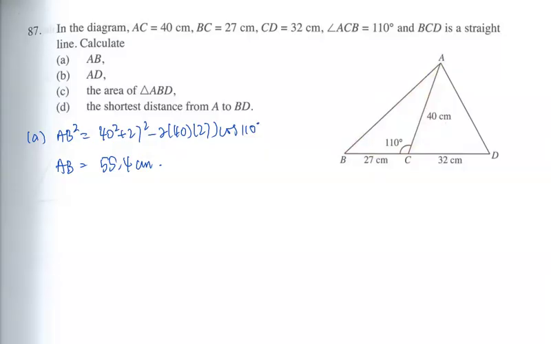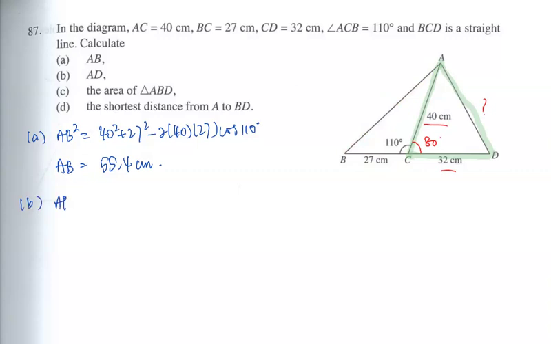Okay, then I turn my attention to AD. So I turn my attention to this triangle here. You realize it's the same thing. Okay, I have 3 sides. I got 40, I got 32. I want to find this side and I have this angle, this 80 degrees. So use the cosine rule again.